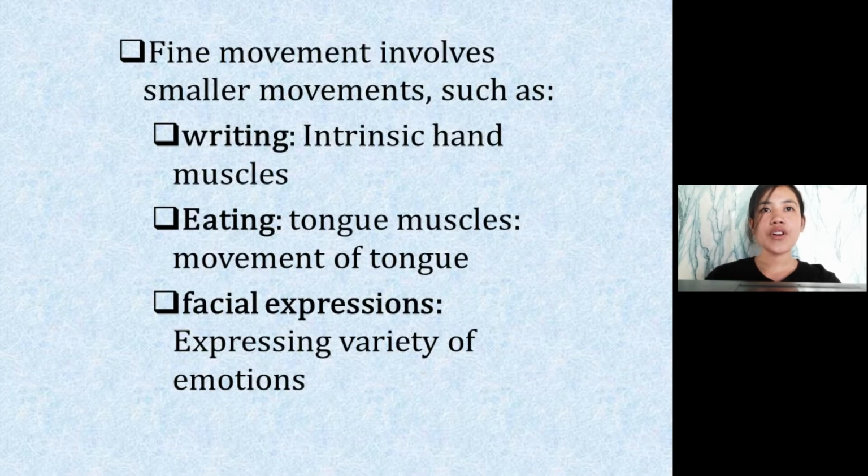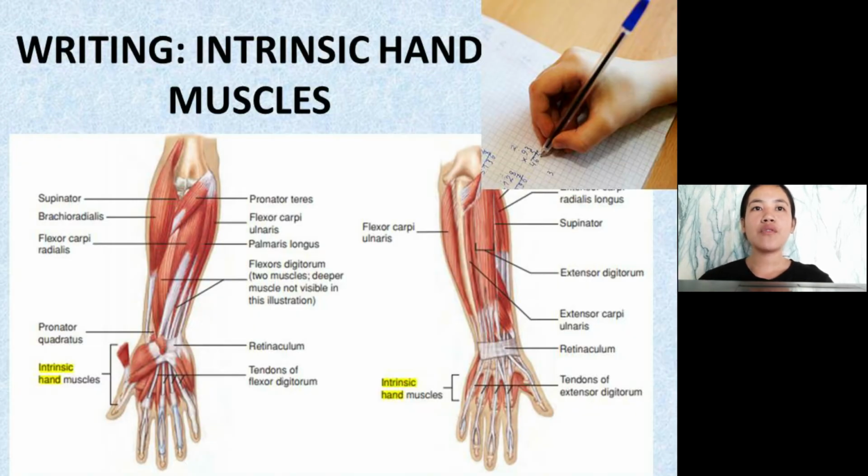Second, the fine movement involves smaller movements such as writing, eating, and facial expressions. For writing, it involves the intrinsic hand muscles, which are located in the hand. Interosseous muscles located between the metacarpal bones are responsible for abduction and adduction of the fingers. Other intrinsic hand muscles are involved in the possible movements of the thumb and the fingers.